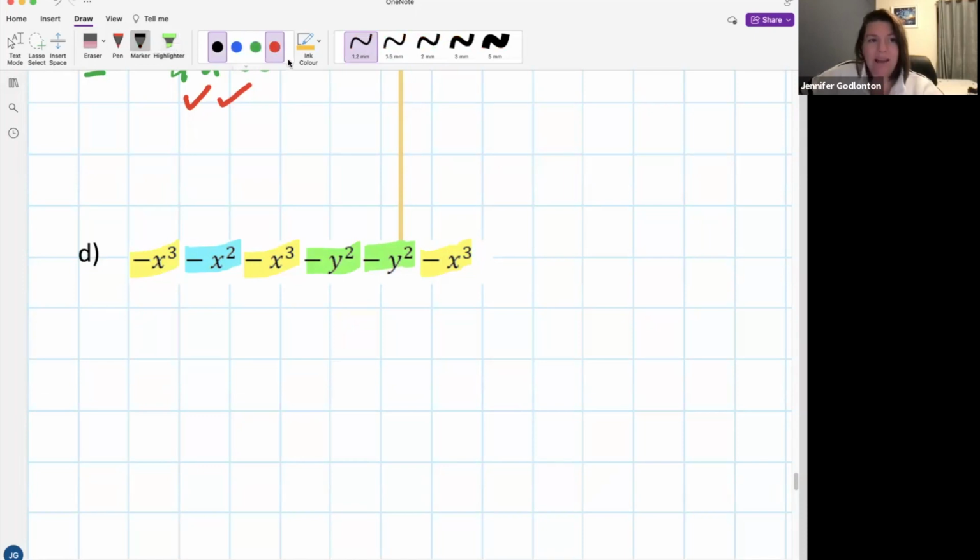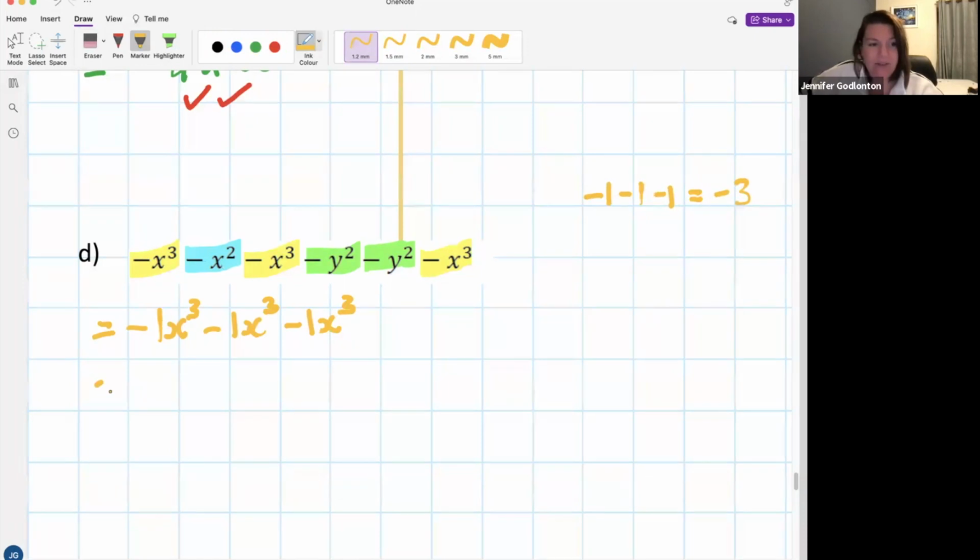So if I look at my yellows, I've got negative 1x cubed minus another x cubed minus another. Let me keep that 1 there just so that no one gets confused. If I have negative 1 minus 1 minus 1, I'm going to get minus 3. So that is going to be negative 3x cubed. We cannot forget the signs. The signs are very, very important. This negative x squared is just chilling, so we're just going to write it exactly like that, negative x squared. If you want a 1, you're welcome to write a 1.